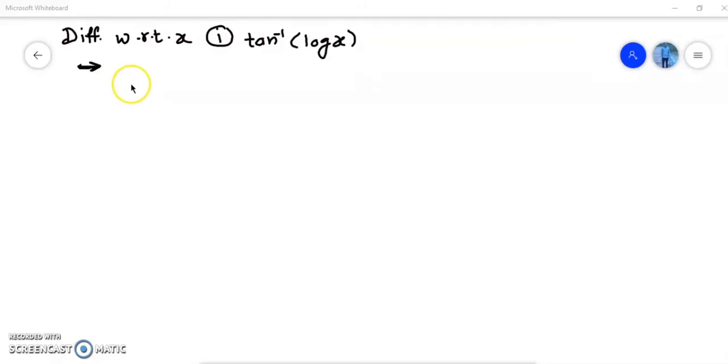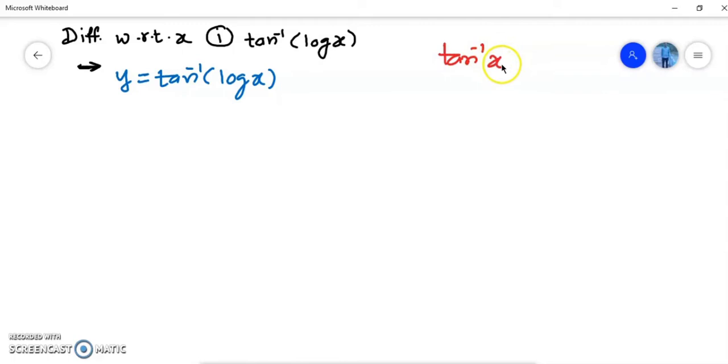See this first question. Y is equal to tan inverse of log of x. This is what you do normally when you differentiate a function. We take it as y, and then this is a straightforward differentiation. Just compare this tan inverse log of x with some standard function. What is the standard function comparable with this? It is tan inverse of x, whose derivative you must know. It is 1 upon 1 plus x square.